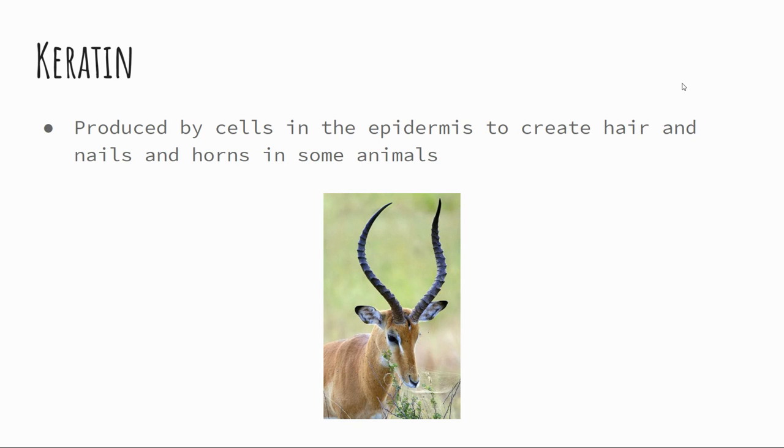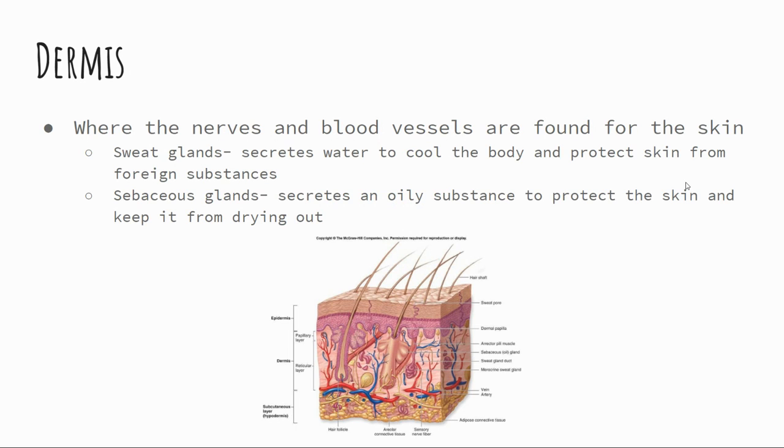Then we have this product called keratin, and it's produced by cells in the epidermis to create hair and nails and some horns in some animals like this gazelle. So your fingernails are made of keratin. And the other division is the dermis, and this is where you're going to find the nerves, blood vessels, and other glands in the skin. Sweat glands are found here, which secrete water in some mammals to cool the body off. Sebaceous glands are found also in some mammals and secrete an oily substance to protect the skin and keep it from drying out.